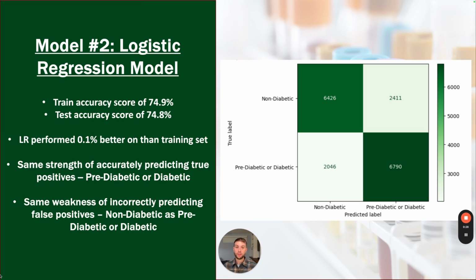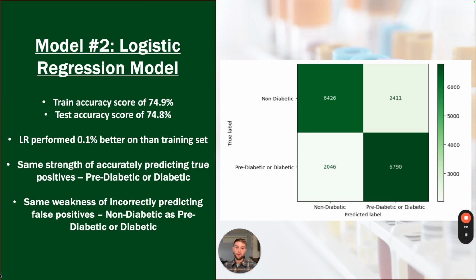The logistic regression model has similar strengths and weaknesses as the KNN model, as it also accurately predicts true positives, meaning it predicted someone who had a true positive diagnosis of pre-diabetic or diabetic status correctly. And its weakness was misclassifying true negatives as false positives, meaning it would misclassify a truly non-diabetic status person as someone with pre-diabetic or diabetic status.